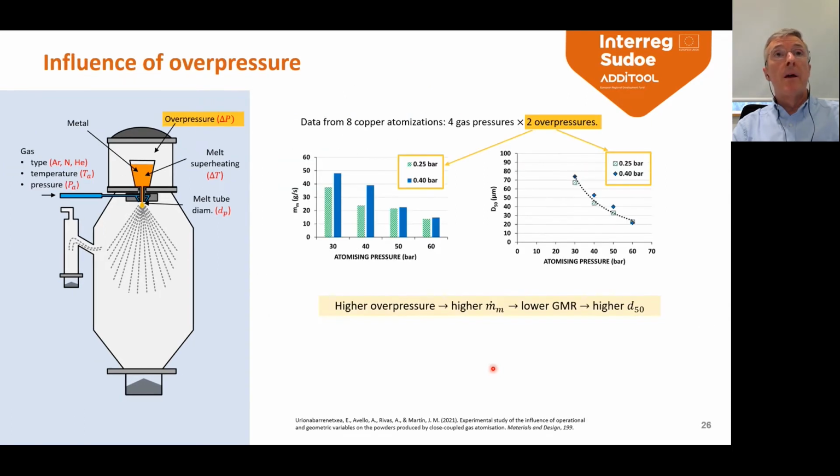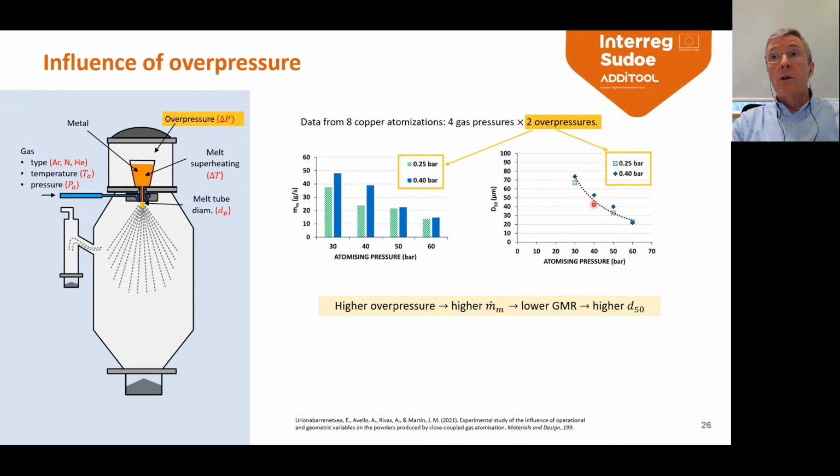That's the main conclusion. Also, overpressure: you can choose this when you fill the chamber with inert gas. You can have a certain overpressure here to push the melt down. So we have carried out several experiments with 4 gas pressures and 2 overpressures. And this is how it operates. A higher overpressure produces a higher melt flow, which in turn produces lower GMR, which in turn produces higher D50, which is what you can see here.